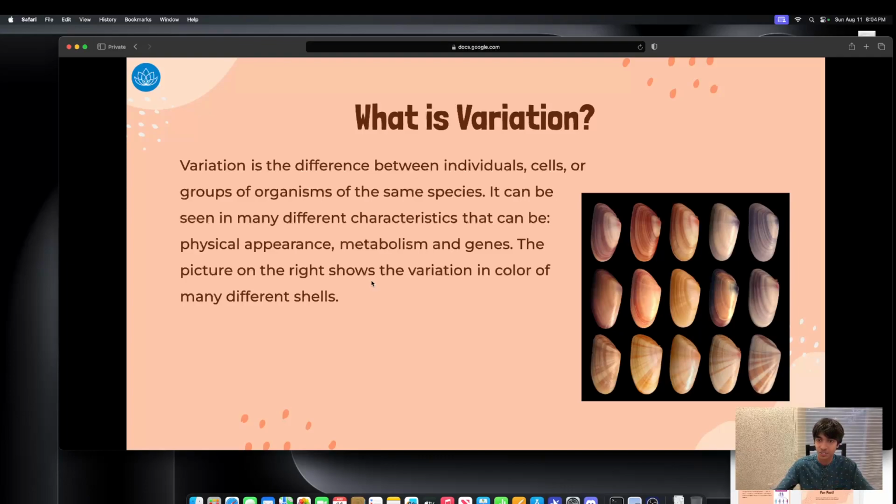A species is a group that can breed fertile offspring with each other within the same species, right? So that's an example of species in animals. But these shells as well, which have the same genetic code, may have small differences in alleles that cause the variation of color, right? This is similar to the skin color of humans, right?